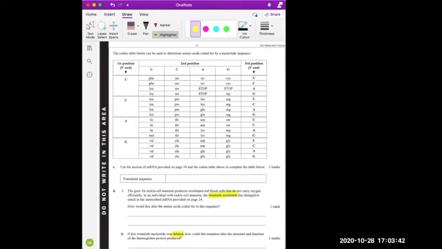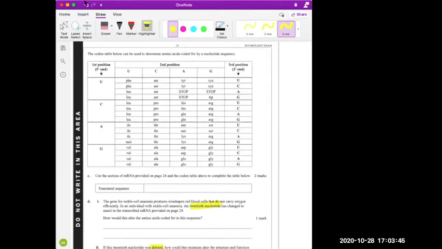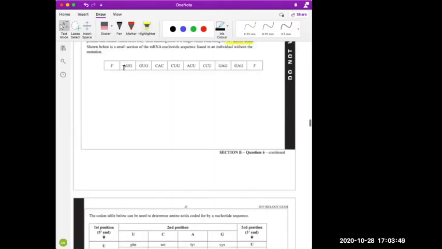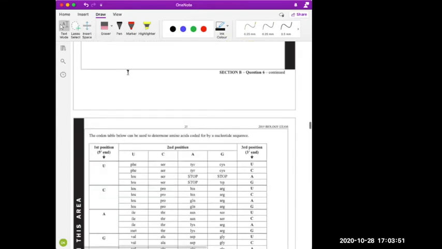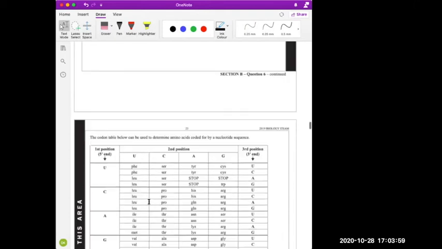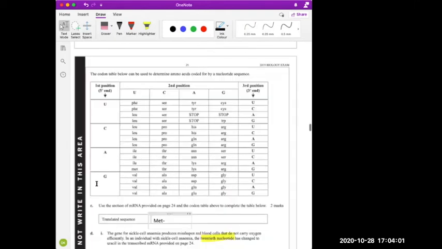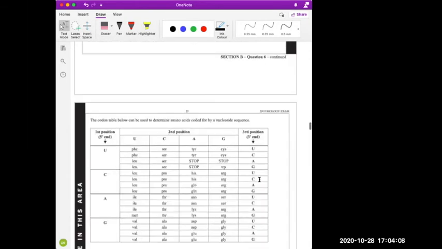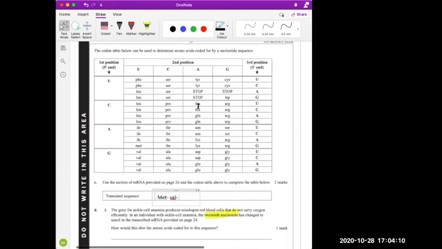These codon tables are fairly self-explanatory, so I'll just go through it with you. Whenever you see AUG, that's your start codon. You should know that that is methionine. Or you can obviously look at this, A, U, and then G, so you're at MET. Then the next one is GUG, that's valine. CAC, that's histidine.